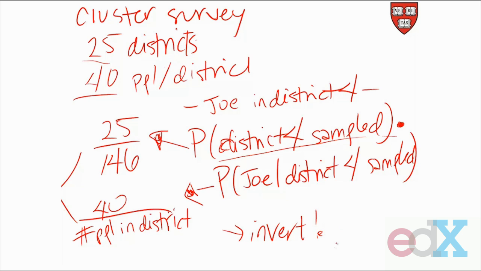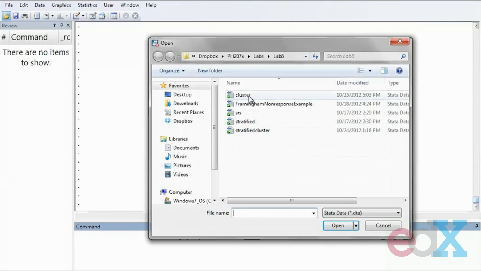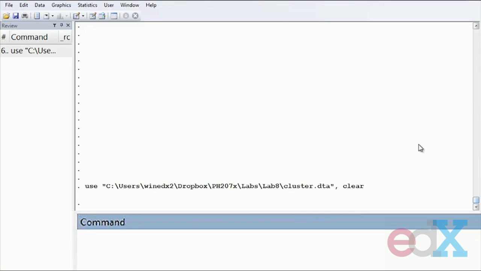All right, so we figured out our 2 finite population corrections, and we figured out how to get our survey weights, so now we can analyze this data within Stata. Go ahead and open up the dataset cluster.dta. To survey set cluster data, we first need to define our finite population corrections and our survey weights.